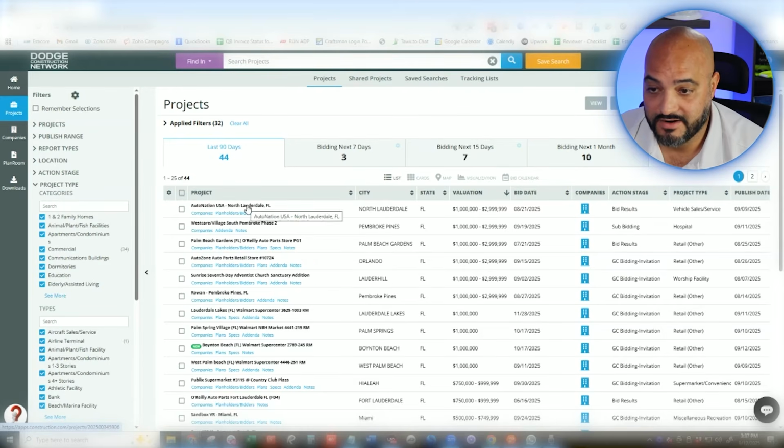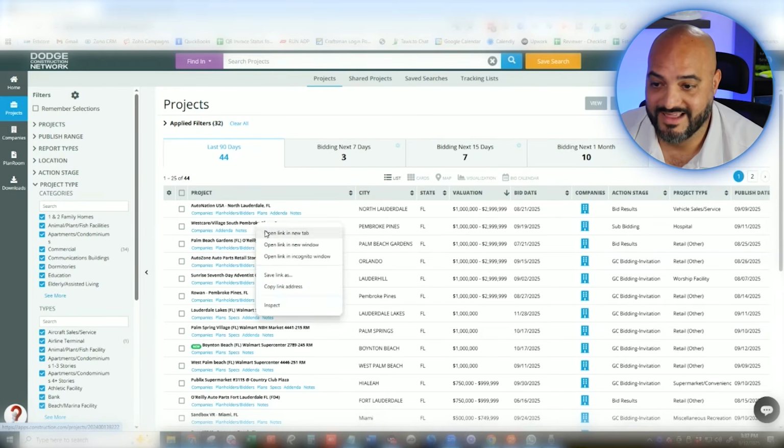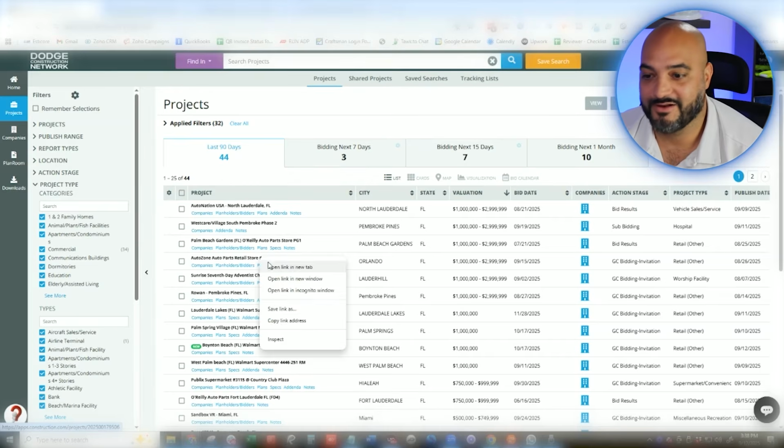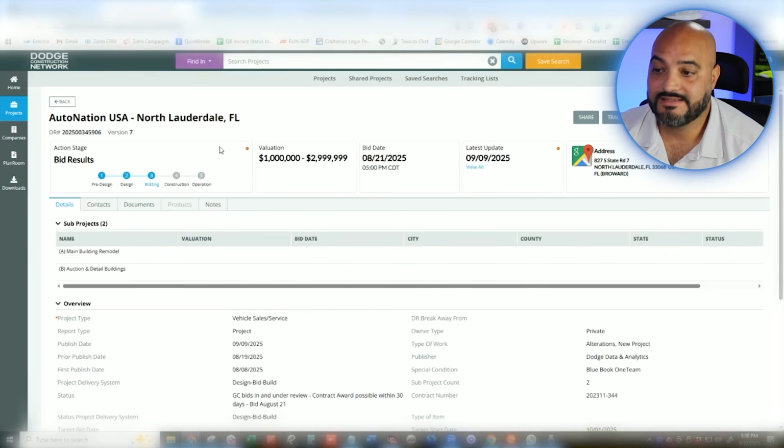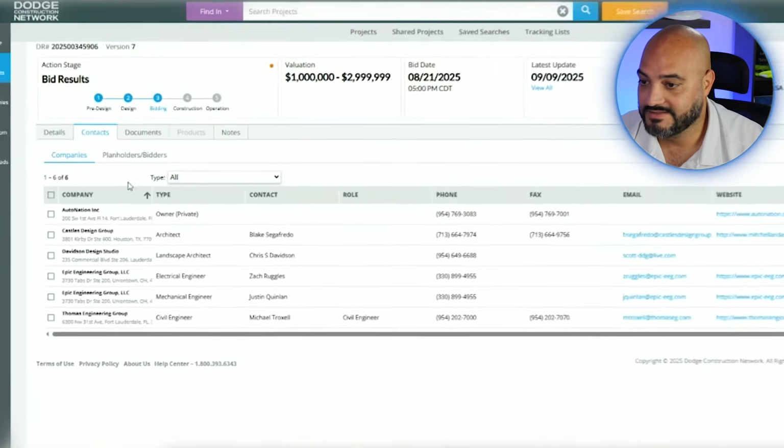My process is I'm literally going to right click, open new tab, right click, open new tab, right click, open new tab, right click, open new tab. And what I'm going to do is I'm going to start contacting one-on-one, old school. I'm going to grab my cell phone, contact.